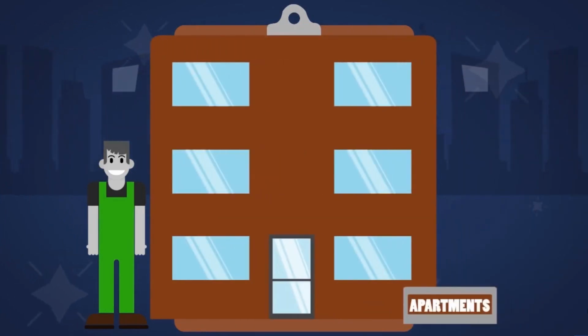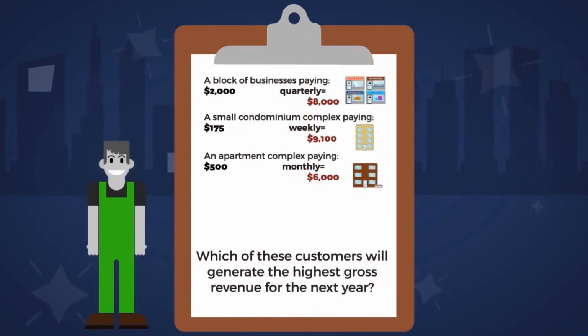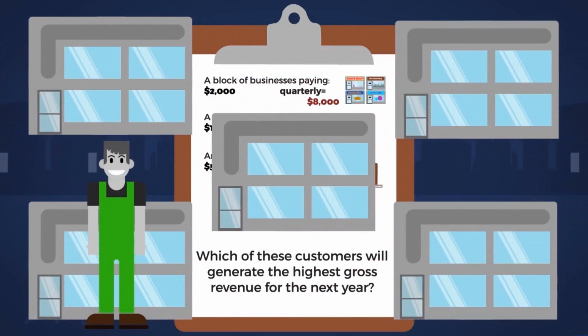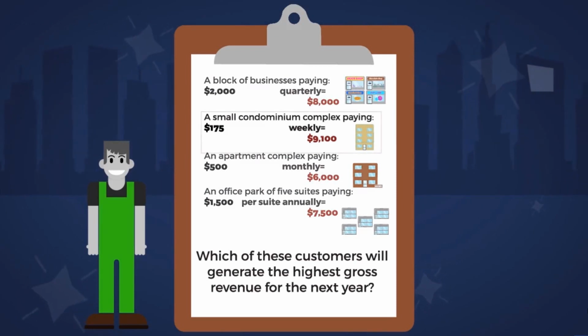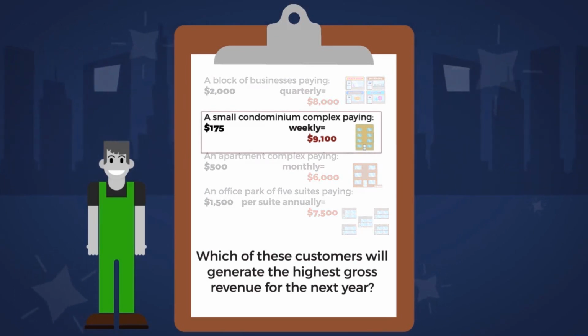The apartment complex pays monthly, so 12 times $500 yields $6,000. And finally, the office suite pays $1,500 times 5 suites annually for a total of $7,500. That makes the condominium complex Michael's most lucrative opportunity. Anytime you have math involved in the question, be sure to read it carefully.